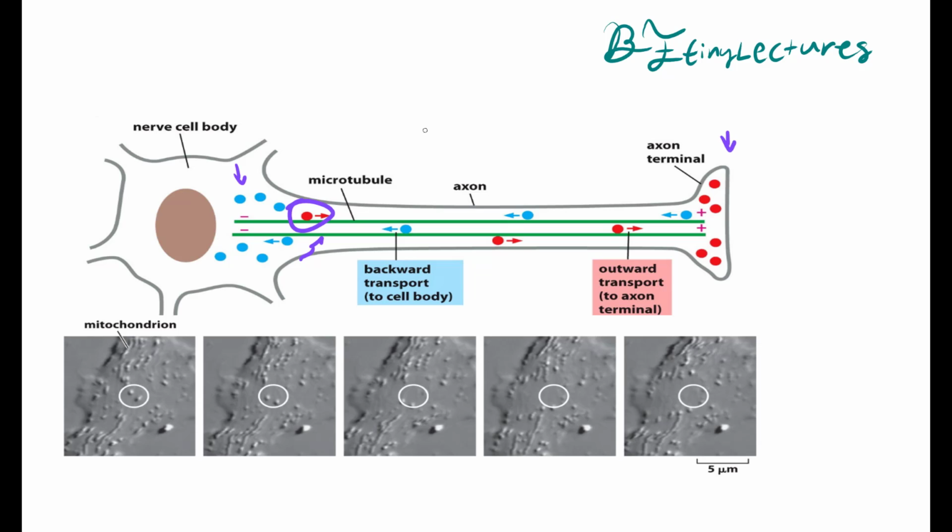Now, there are two types of cars in this example. We have the cars going to the axon terminal, and then we have the cars going away from the axon terminal, and we have two different names for them. The ones going away from the cell body, let's call this the negative side, and let's call this the positive side, just for convention. The ones that go towards the positive side are called kinesins. So these are called kinesins, and they go away from the cell body.